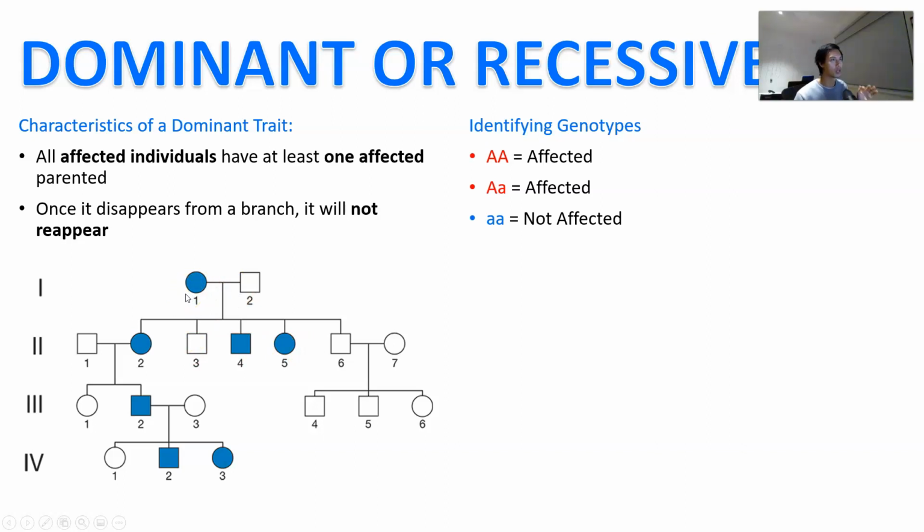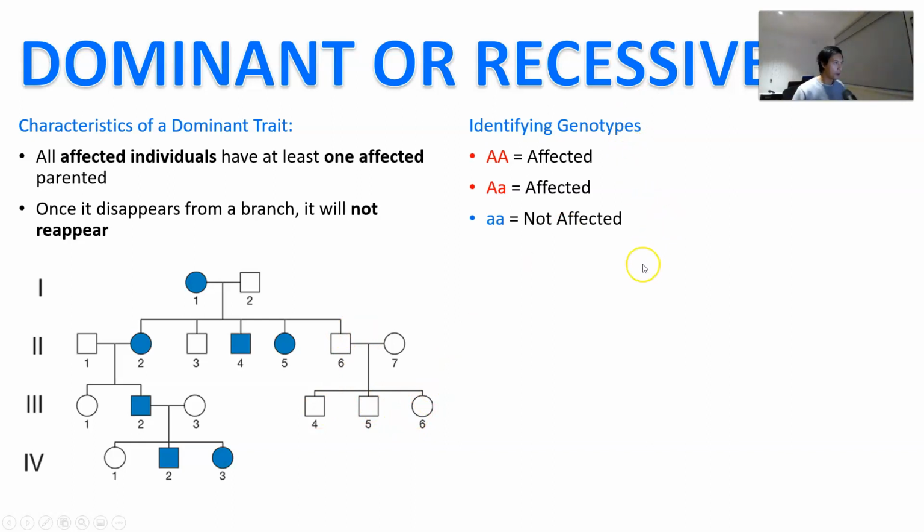The second thing to tell you that it's a dominant trait is that once it disappears from a branch, it will never reappear. You can see here, this trait is not present in individual 6 in the second generation. They get together with another individual 7 from somewhere else, and none of their kids are going to have it. So once it disappears, you're not going to see it reappear.